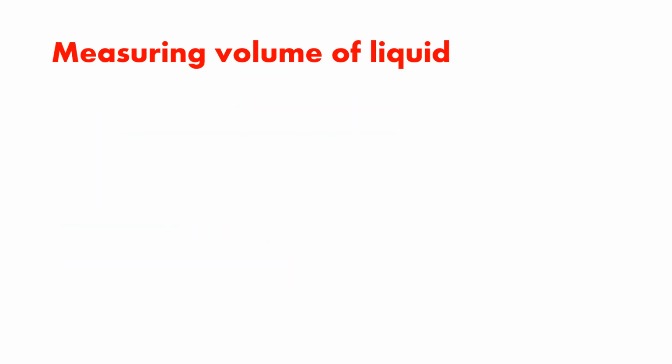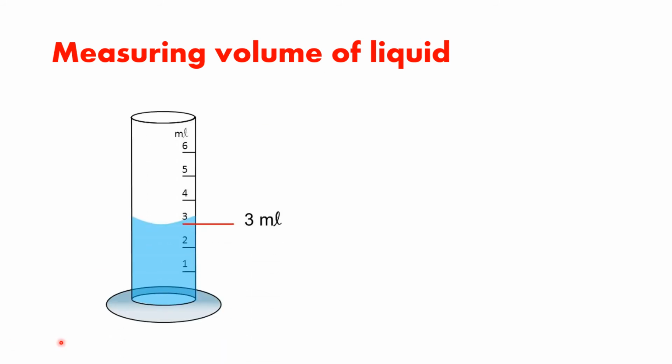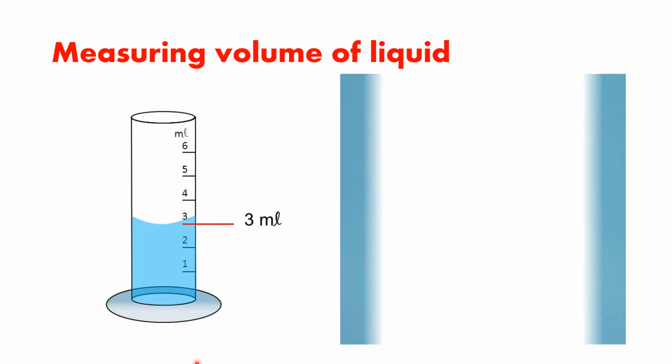So there is an example. Here we are measuring the volume of a liquid. Let us see. So see here, when you are reading this, it is equal to which level? 3 ml. The lower level is how much? 3 ml. Lower meniscus. So we will say how much volume of liquid is there in this measuring flask. It is 3 ml. Let us practice some more.